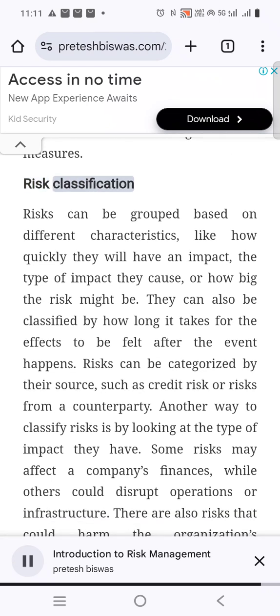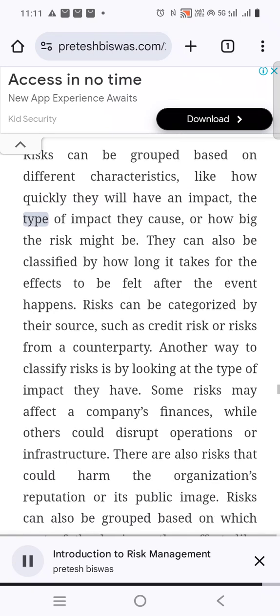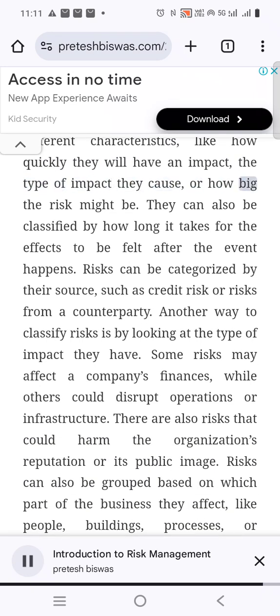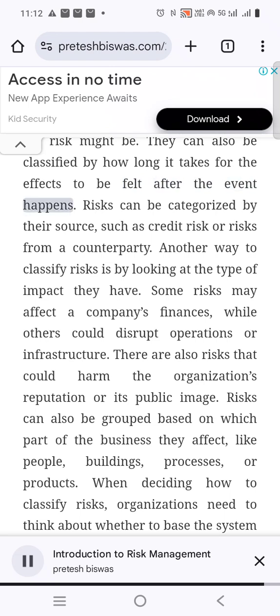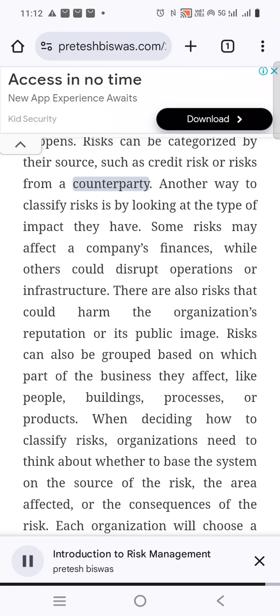Risk classification. Risks can be grouped based on different characteristics, like how quickly they will have an impact, the type of impact they cause, or how big the risk might be. They can also be classified by how long it takes for the effects to be felt after the event happens. Risks can be categorized by their source, such as credit risk or risks from a counterparty.